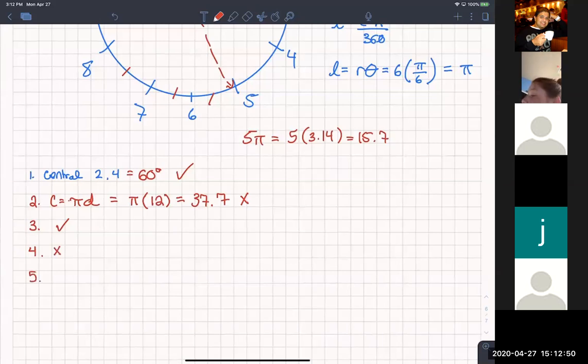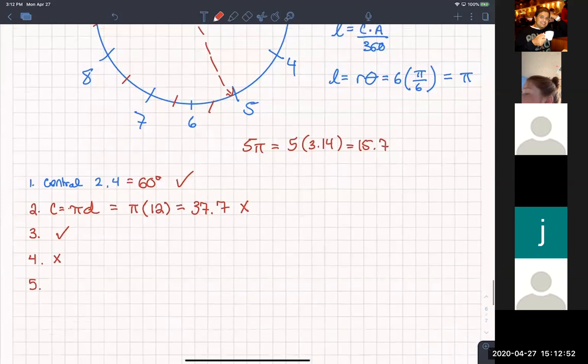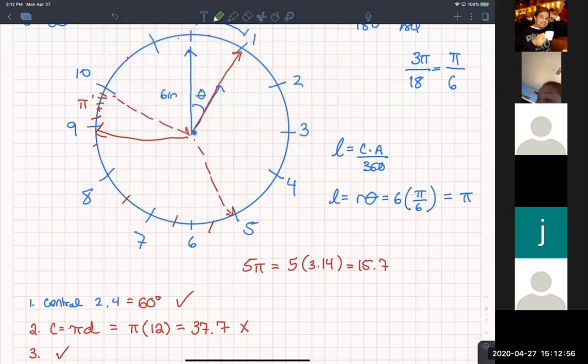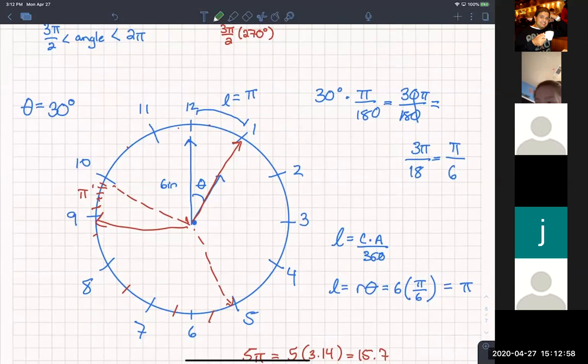The length of the minor arc between 11 and 2 is the same as the length of the minor arc between 7 and 10. That's true because they're all equal to 30. Oh, I got it right. So you just walk through each one. Miss Lee, did that make sense?